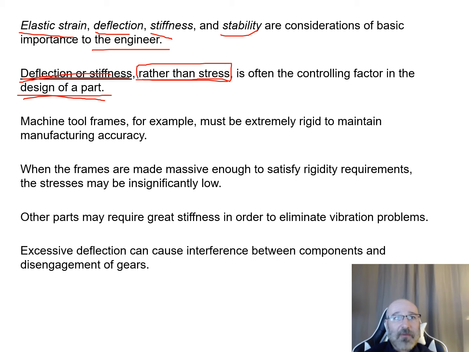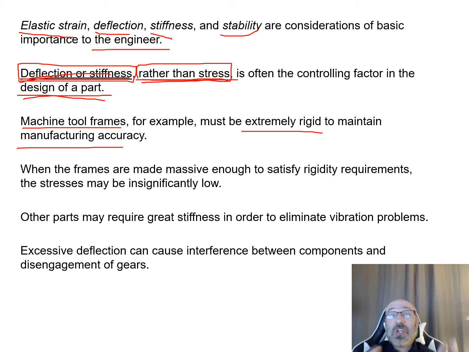Here's a practical example. Maybe we're looking at a machine tool frame right here. If we want to maintain manufacturing accuracy, this must be extremely rigid. So this is why they're concerned not only with how we're going to calculate and measure this, but also the fact that we're not really concerned about the stresses in it. We're more concerned that it doesn't move. It doesn't change. It doesn't shift.